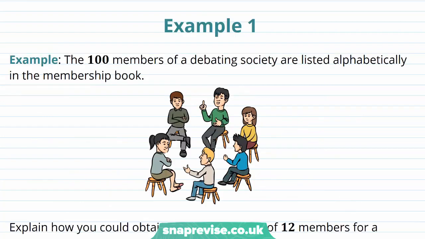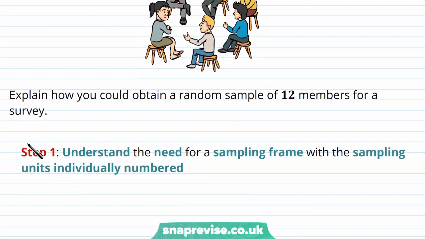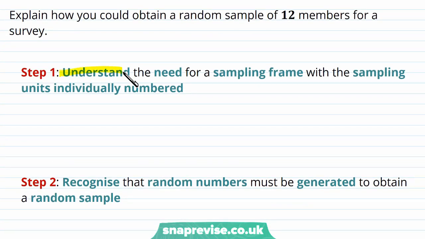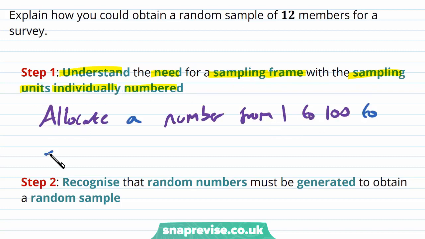Let's take a look at some examples. Our first example tells us that the 100 members of a debating society are listed alphabetically in the membership book. We're asked to explain how we could obtain a random sample of 12 members for a survey. The first step is to understand the need for a sampling frame, with the sampling units individually numbered. We need to allocate a number from 1 to 100 to each member of the debating society.